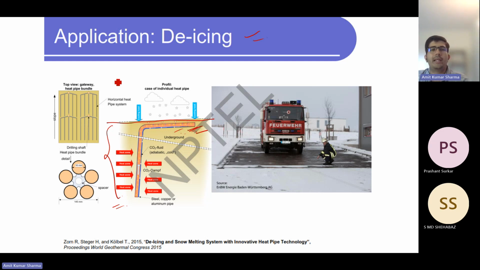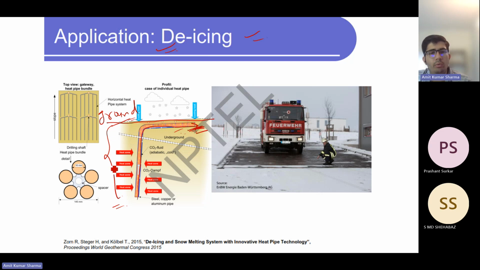we have to do de-icing. Okay. So this is a pilot study in some country. Here you can see this is the ground level, the level of the road. On the underground we are installing a heat pipe. So this is one section. This is deeper in the underground. This is the section. So this is a complete heat pipe.